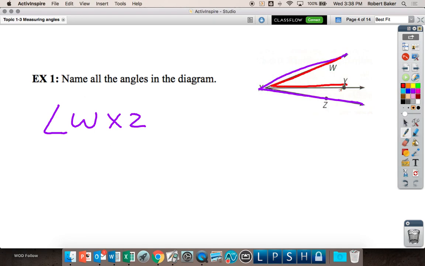Hold up. There's like four. Angle ZXY. One more time, Josiah. Angle ZXY is now the green angle.